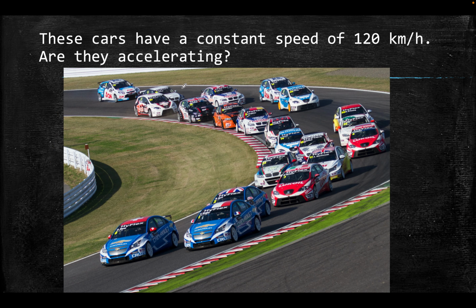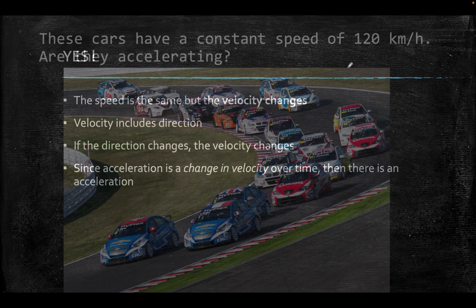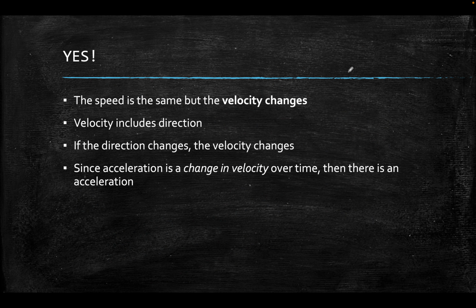So these cars, in this case, are going around a curve. They're going around this way. They're traveling at a constant speed of 120 kilometers an hour. Are they accelerating? The speed is not changing. You might be tempted to say no, but remember, acceleration is a vector. It has a size and a direction. So it might not have a magnitude, but it does have a direction. So yes, they are accelerating.